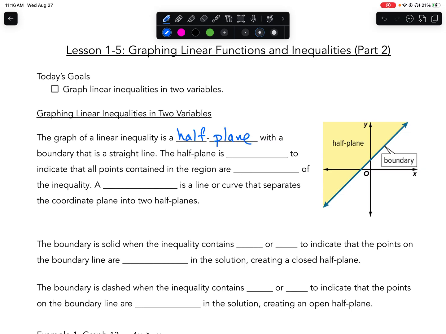With a boundary that's a straight line. The half plane is shaded. It's your next blank spot. To indicate that all points contained in the region are solutions of the inequality.